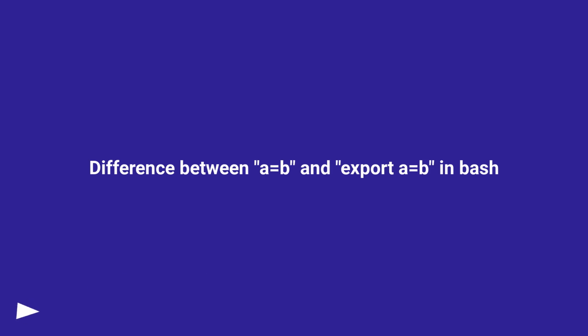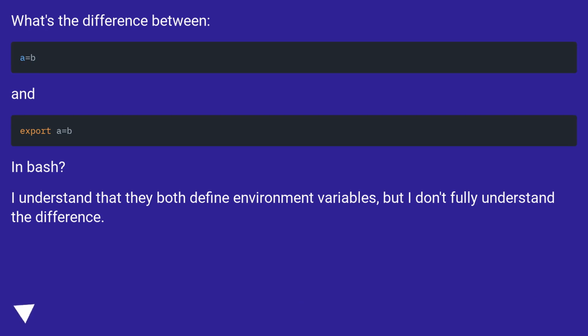Difference between A equals B and export A equals B in bash. What's the difference between A equals B and export A equals B in bash? I understand that they both define environment variables, but I don't fully understand the difference.